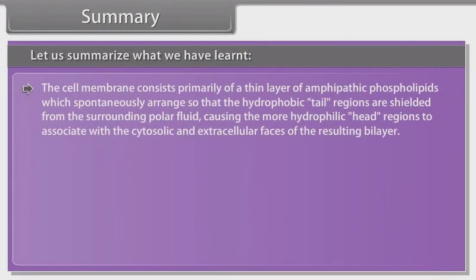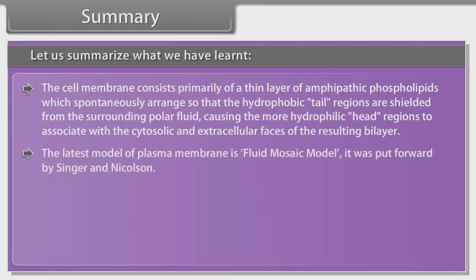The cell membrane consists primarily of a thin layer of amphipathic phospholipids which spontaneously arrange so that the hydrophobic tail regions are shielded from the surrounding polar fluid, causing the more hydrophilic head regions to associate with the cytosolic and extracellular phases of the resulting bilayer. The latest model of plasma membrane is the fluid mosaic model. It was put forward by Singer and Nicolson.